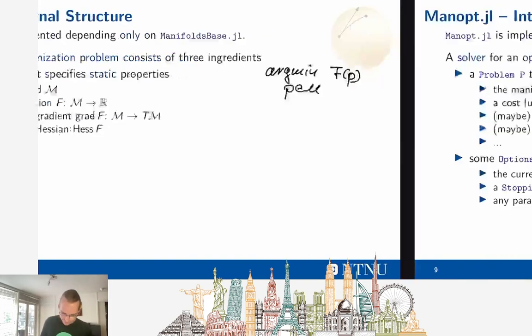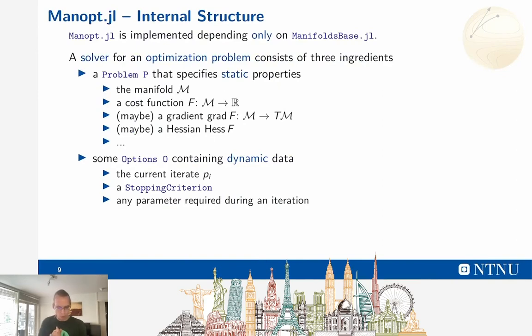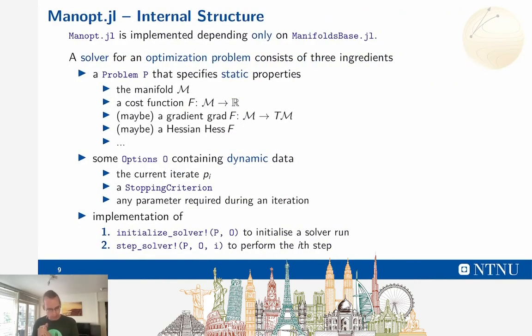So that's the problem P. Furthermore, we need some options O, which is the dynamic data. And it might be, again, of a certain subtype of that. It stores, for example, the current iterate, maybe a stopping criterion for the algorithm. We will get into that in a minute. And any parameter you require to perform your iteration. So these together form then the complete plan to solve our optimization problem. And they can be used to implement both the initialize solver, kind of like to set everything up, and the step solver to perform the nth step. That's the 2 main things to implement for yourself if you want to solve an optimization problem.